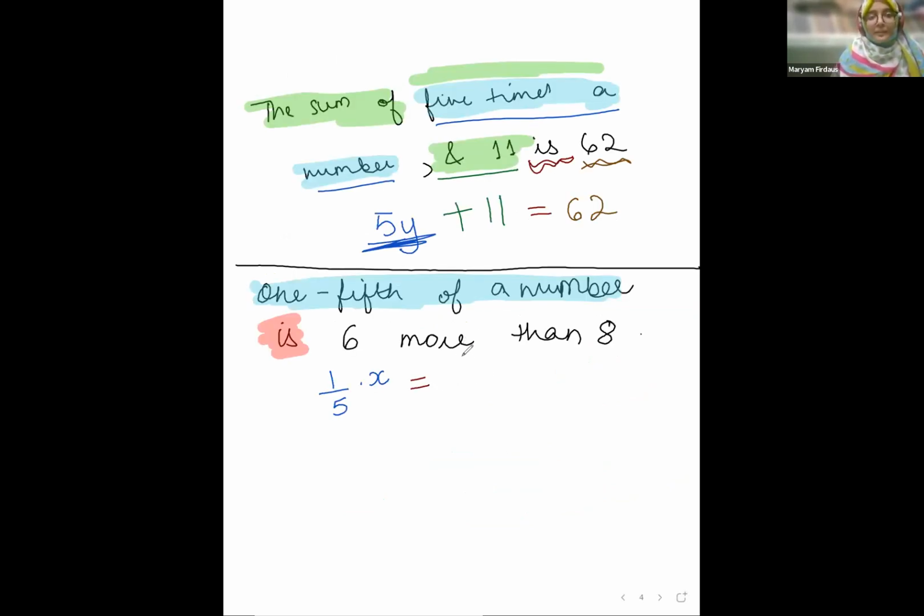Okay. All right. So let's take a look here. 1/5 of a number, we have written 1/5 of x. Of means multiply. That's why I've put a dot here. Don't get confused. Dot means multiplied only. And for "is", we have written the equal to sign. 6 more than 8 is 6 plus 8.